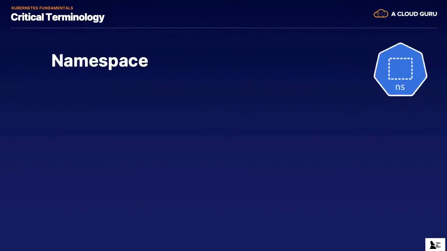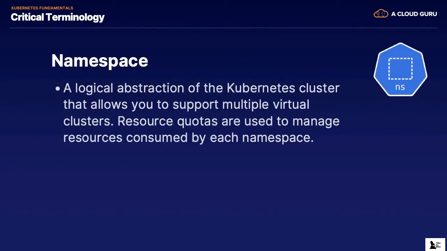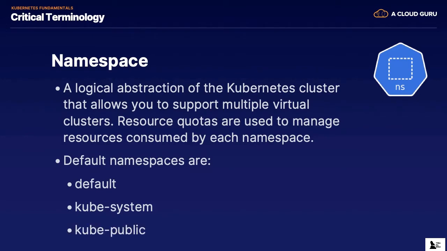services. In Kubernetes, we have a number of different namespaces. Namespaces are a logical abstraction of the Kubernetes cluster that allows you to support multiple virtual clusters, and you use resource quotas to manage the resources that are consumed in each of the namespaces. There are 3 different default namespaces: the default namespace, kube-system, and kube-public. When you run a workload in Kubernetes, it's going to run in the default namespace by default. All of the control plane services that make up the master are run by default in the kube-system namespace.